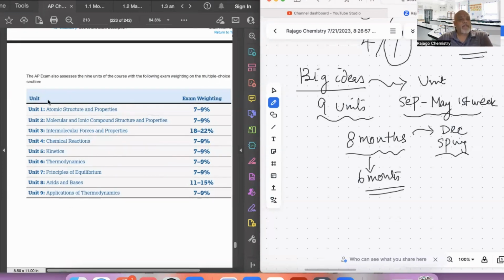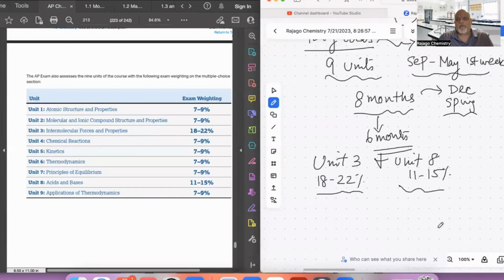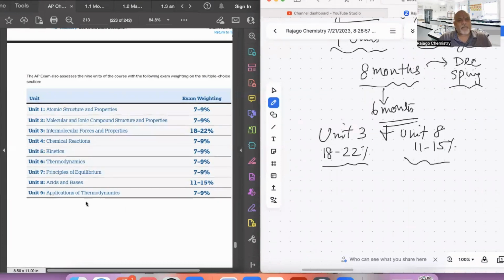I have seen teachers who have done units 1 to 7 and still have trouble finishing 8 and 9. I myself have had trouble finishing unit 9 all the time, because we end up at unit 8. When you look at the exam weighting, unit 1 is around 9% of the questions and unit 2 is 9%. Unit 3 is almost 18 to 22%, and roughly all other units have 10%. But unit 3 and unit 8 carry most of the burden, so a student must be particularly careful about these units. Unit 8, acids and bases, coming at the end, is almost 15%, which is one of the most important ones as well.